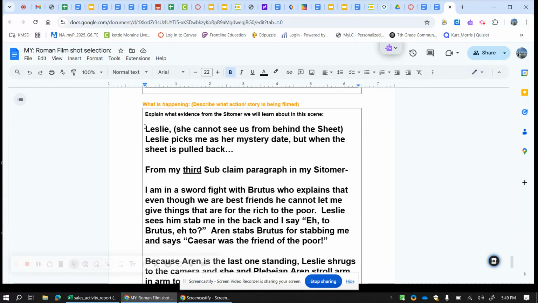And finally, last scene. Leslie, she can't see us because she's on the sheet. Leslie picks me as her mystery date. But when she pulls the sheet back, Bachelor number 1, I pick you to go on a date with. And she pulls back the sheet. And from my third subclaim, I break into a sword fight with my friend Gaius Brutus, Bachelor number 2. And he explains, I can't let you give things to the poor. I'm rich. You can't do that. And just as Leslie pulls back the sheet, she sees him stab me in the back.